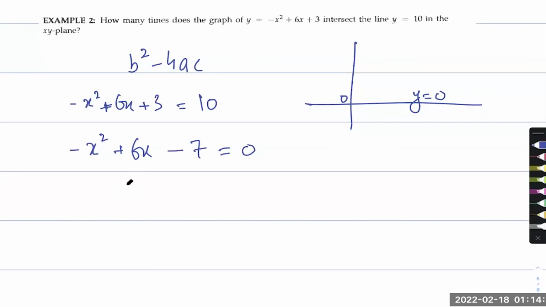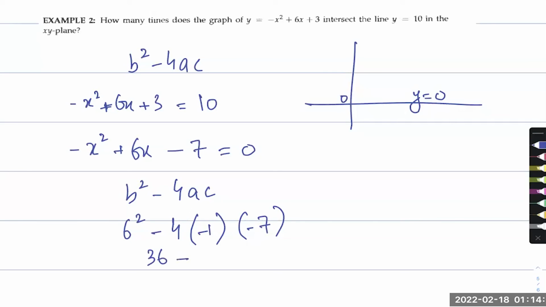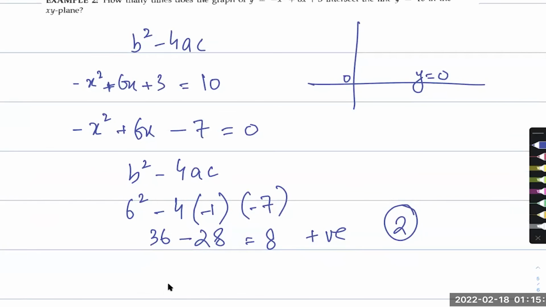Okay, so that is what I'm going to use. That gives me b squared minus 4ac: 6 squared minus 4 into minus 1 into minus 7. That is 36 minus 28, which is 8. It is positive, so the roots are 2. Are you guys even there? Yes, I can hear you. Sir, the question is asking how many times the graph intersects the line, so is the answer 8 or 2? The answer is 2, because it's 2 roots. Yes, that's why. This is a complicated question, so let's try this out.